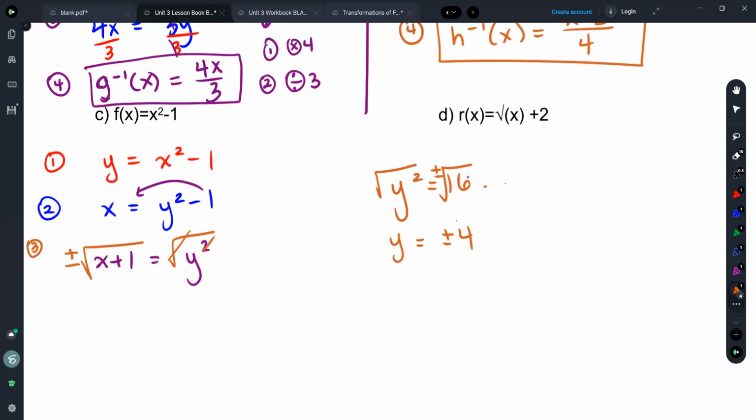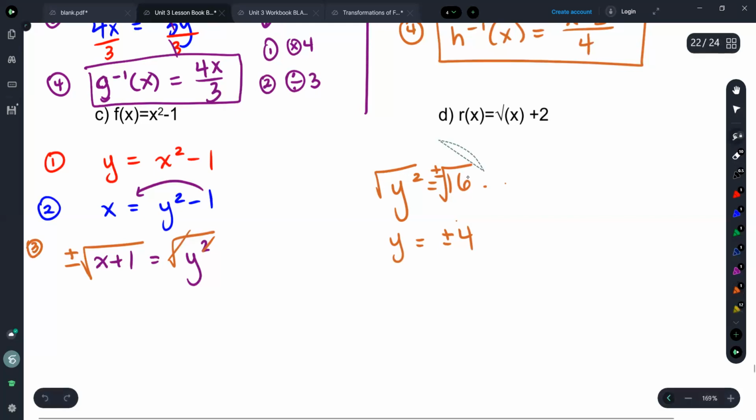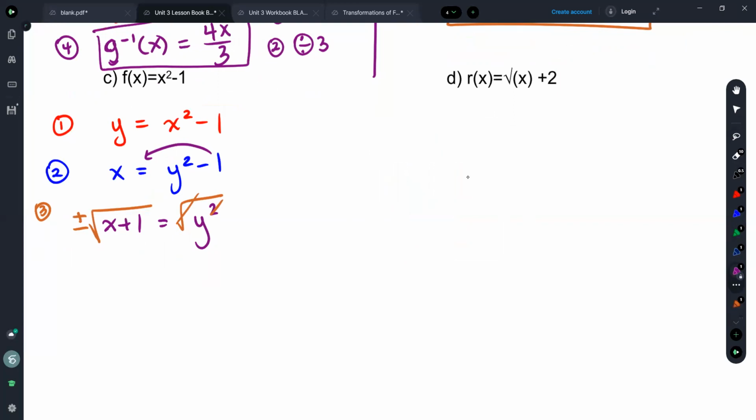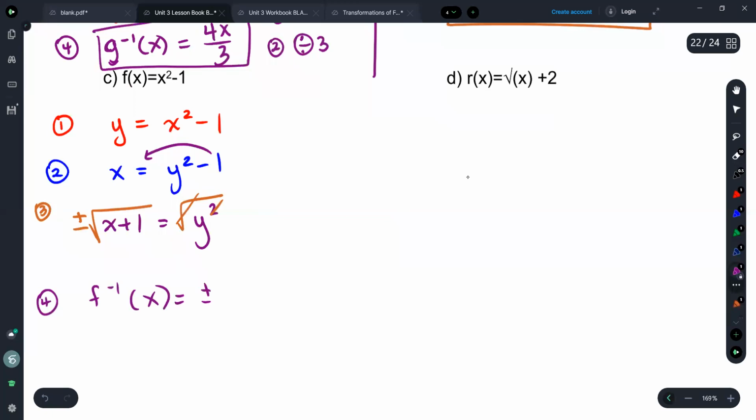No, because then I'll still have a y inside there. So we want to get one single y isolated alone on one side in the end. Okay, so that's kind of the idea behind the plus minus. Anytime you're isolating, just make sure that if you're undoing a squared, you put a plus minus in front of your square root. So we'll be left with f inverse of x equals plus minus the square root of x plus 1.